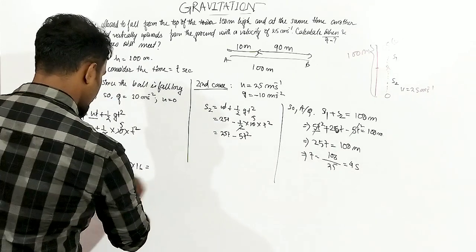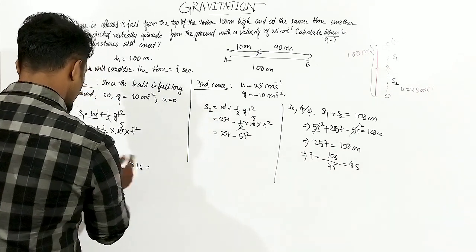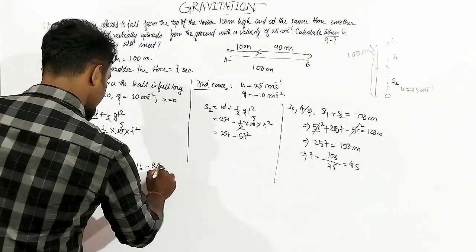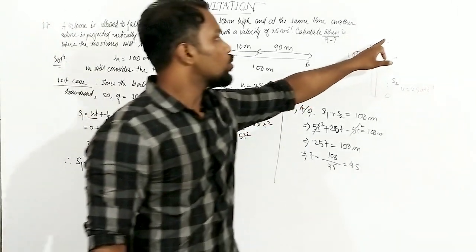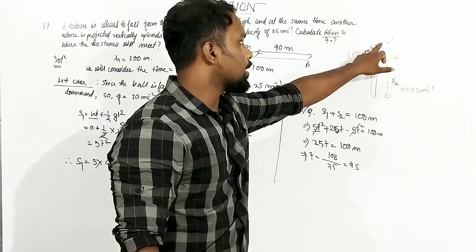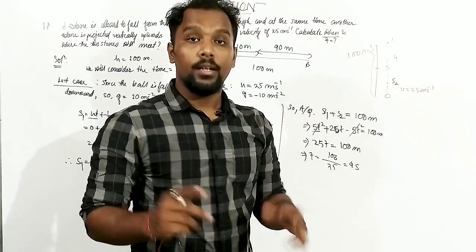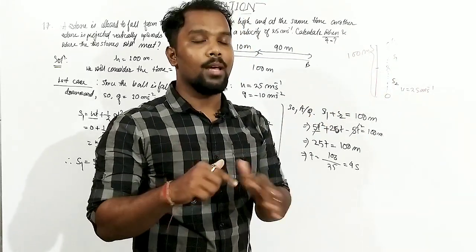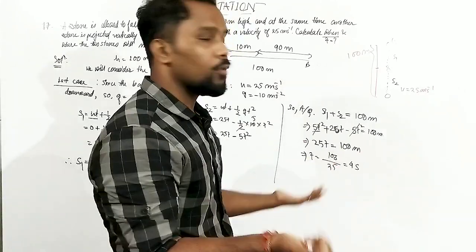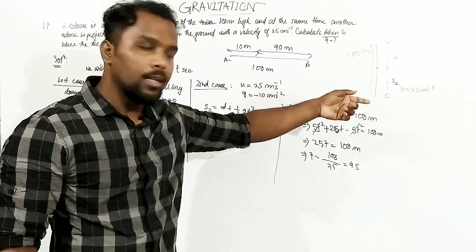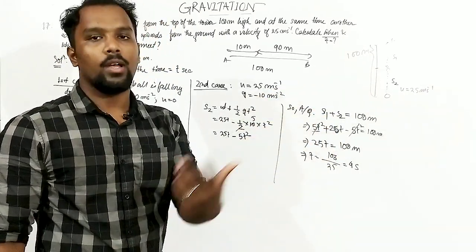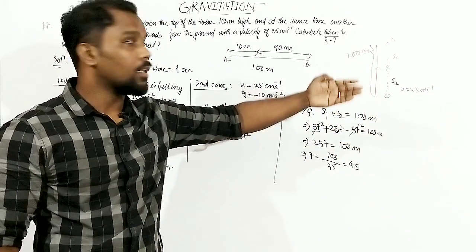Okay. So how much are we going to get? 5 into 16 is 80 meter. Okay. That means the ball has traveled an 80 meter distance from here to that position. Now if we have to calculate where the two balls are going to meet, simply we have to subtract that 80 meter from the 100 meter, right? Then we are going to get the position where the second ball has traveled.